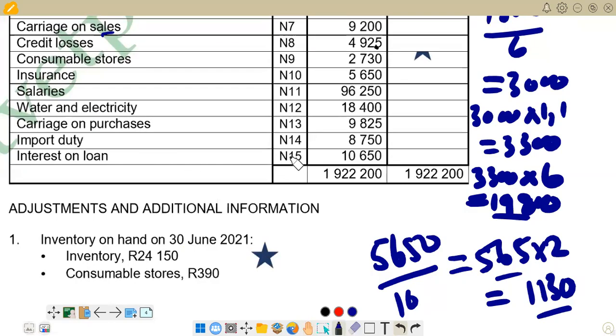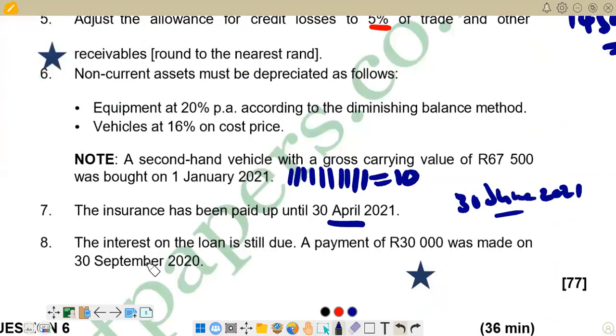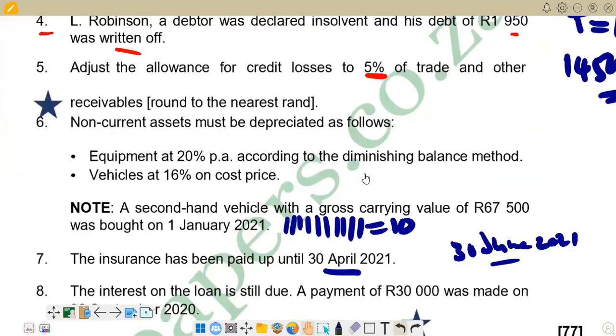We adjust it after calculation. After we've calculated all the expenses, we're going to subtract all the expenses from the gross income. Then after that, that's when we are going to adjust for the interest on loan. So we cannot include it now, so we leave it. But then if you go to additional information, we've got an issue of depreciation. Depreciation is always on the additional information. And we go to number 6, that's where we've got the issue of depreciation.